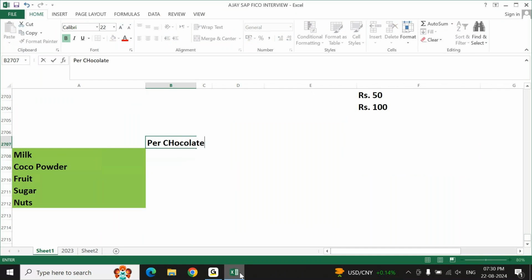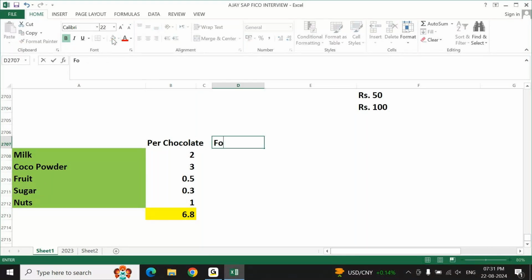Per chocolate, let's say I'm just talking about value. Let's say this is 2 rupees, this is 3 rupees, this is 0.50, this is 0.30, this is, let's say, 1 rupee. Overall, this is going to be 6.8. Ignore the breakup, just look at the total.